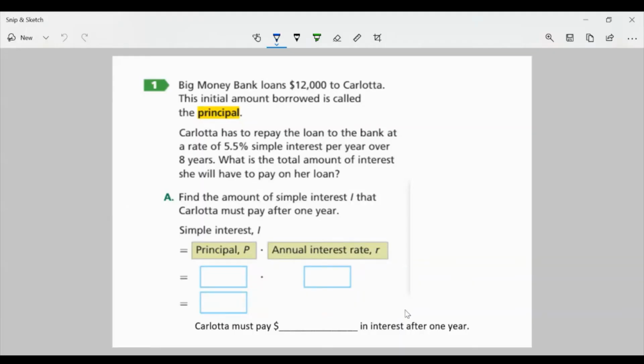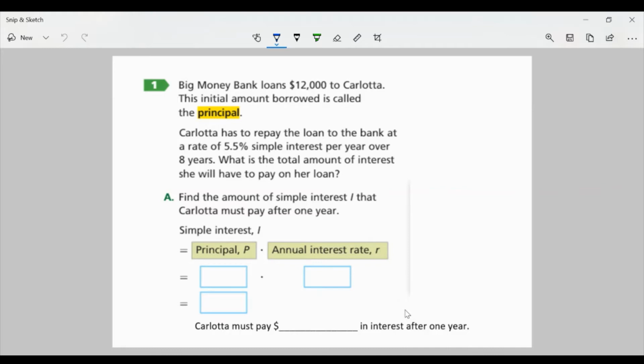All right, so let's look at number 1 on page 87. Big Money Bank loans $12,000 to Carlotta. This initial amount borrowed is called the principal. Carlotta has to repay the loan to the bank at a rate of 5.5% simple interest per year over 8 years. What is the total amount of interest she will have to pay on her loan? Part A, find the amount of simple interest I that Carlotta must pay after 1 year.